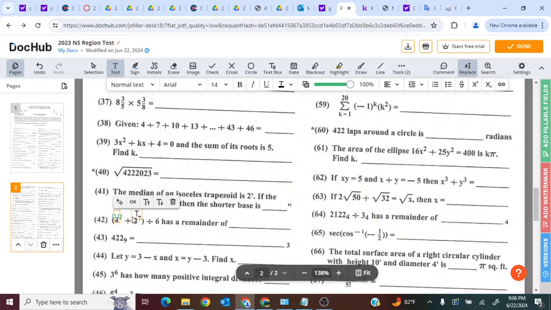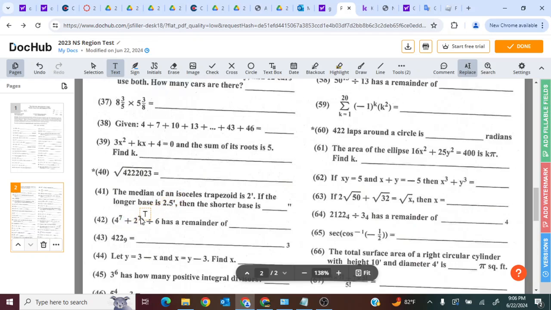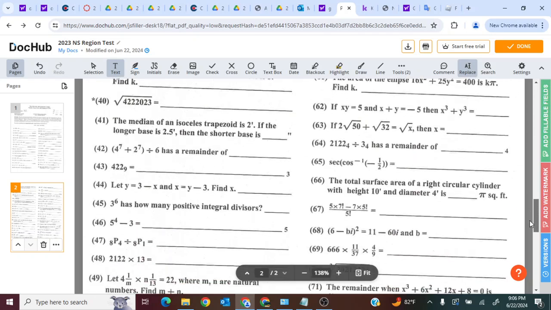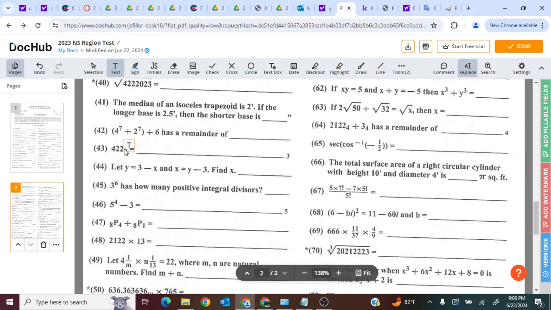Okay, 4 to the power of 7 plus 2 to the power of 7. These cancel out each other again. That's a 0. Okay, convert each individual base 9 digit to base 3. 0, 2, 0, 2, 1, 1.